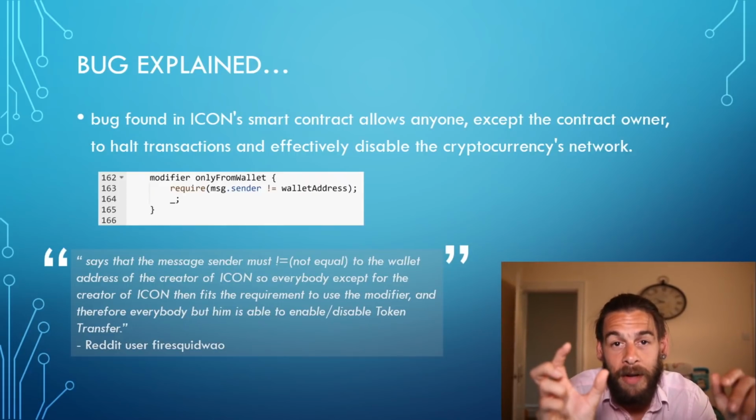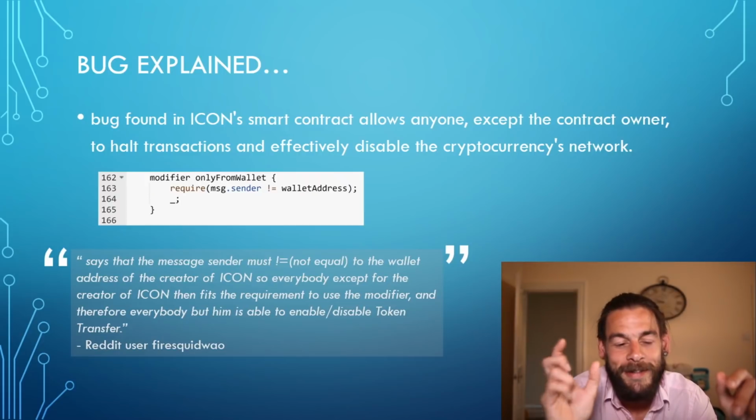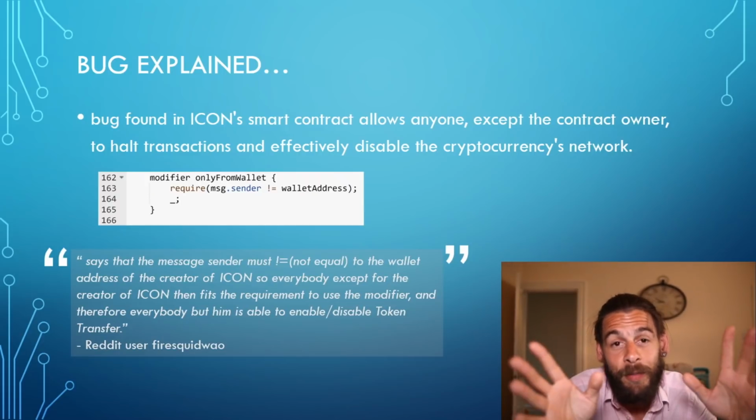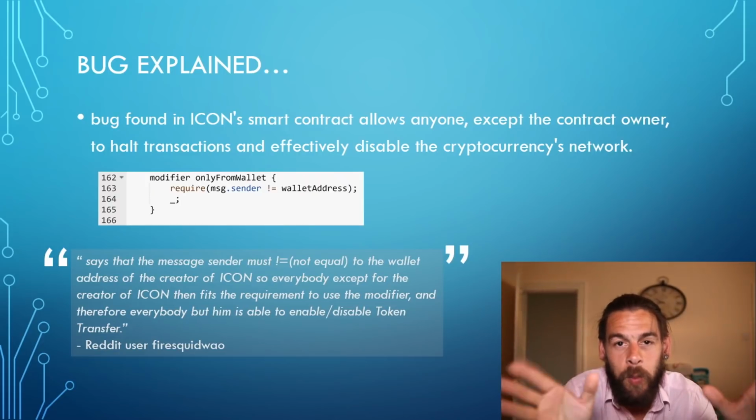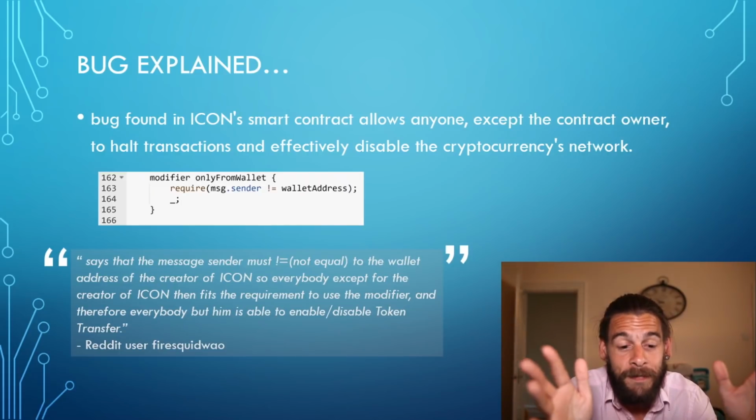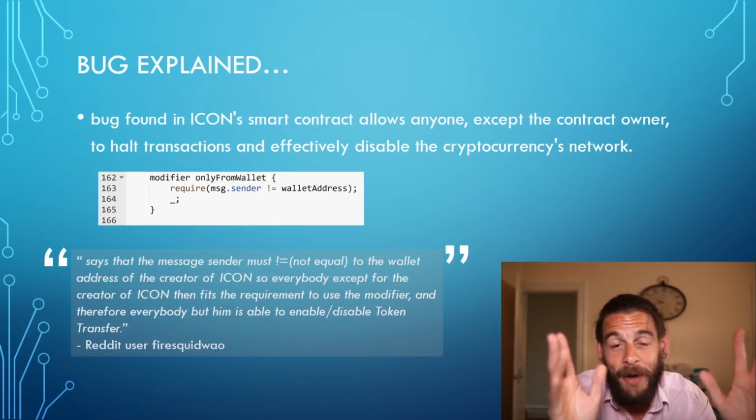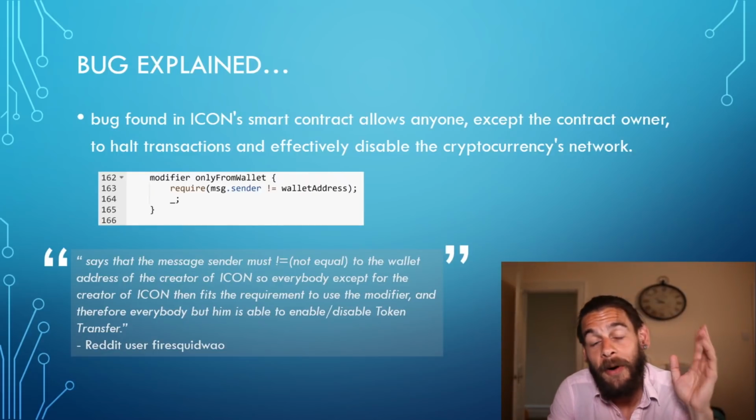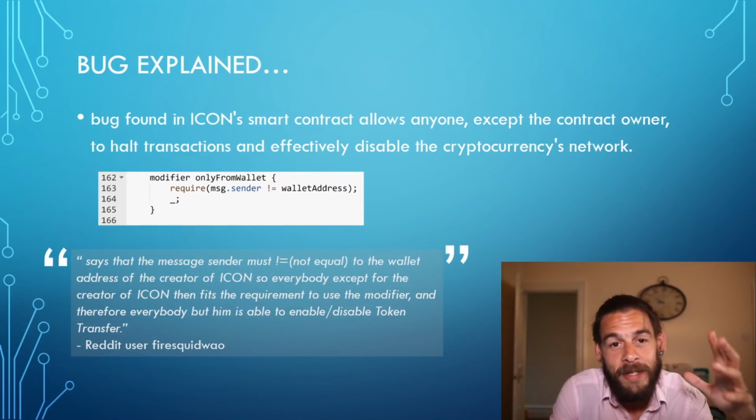So very small line of code, very big ramifications. Tiny little bit of code is what brought ICON to a standstill. It was dealt with extremely quickly, so shout out to the team for doing that, but I find it crazy how such a small line of code can halt the entire network. Speaking of halting the entire network, we are now going to jump over to EOS.